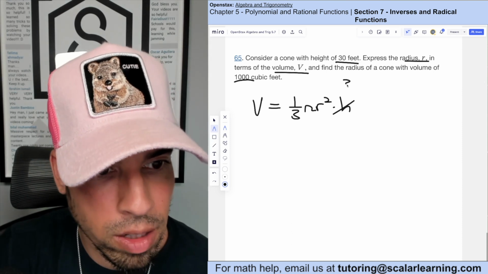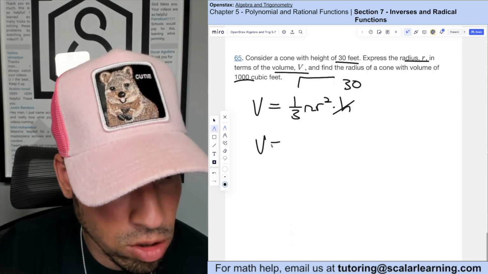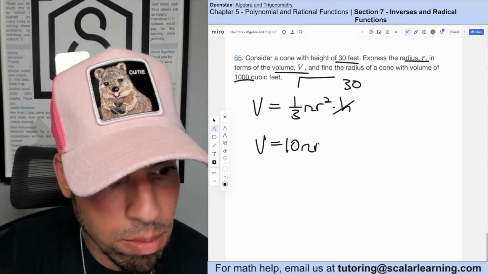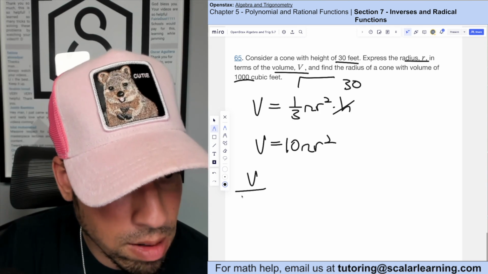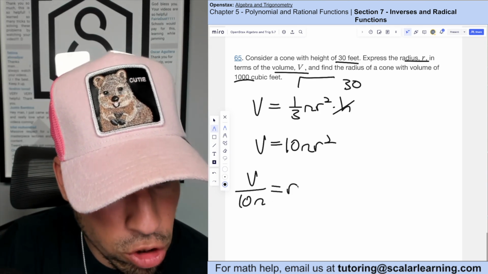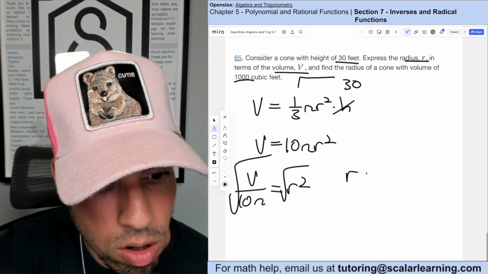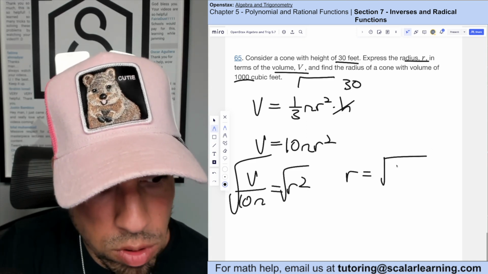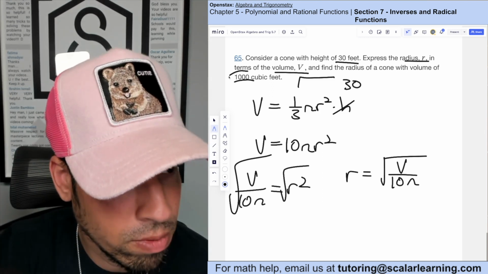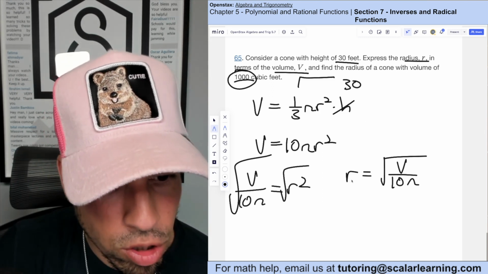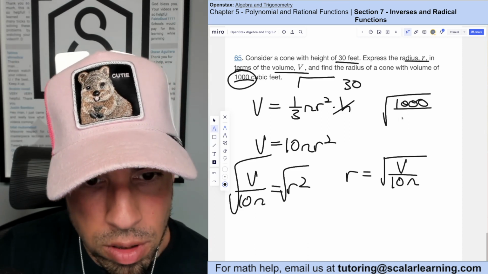So if I do plug in 30 for height, I can already simplify 1/3 times 30, which is 10. So now I got volume equals 10 pi r squared, much easier, and now we can isolate. So first I'm going to divide by 10 pi, that equals r squared. Then we're going to take the square root of both sides, and I get r equals the square root of V over 10 pi. And what we're plugging in for volume is 1,000. So it ends up being the square root of 1,000 over 10 pi.